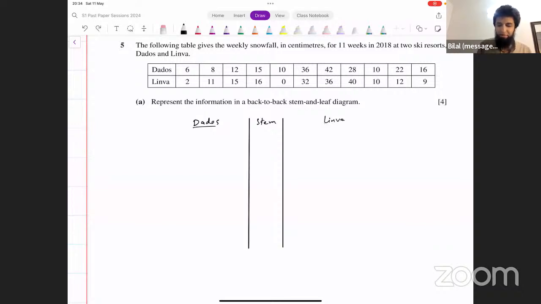Now, remember, leaf can only have a single digit. Okay, leaf can only have a single digit. Now, most of these numbers are two-digit numbers, right? So what are we going to have in the leaf? The leaf is going to start from 0. Why? Because we've got one-digit numbers as well. And then what's the maximum number that we have? In both of these data sets, 42. Do we see a larger number than that? No. So the minimum value of the data is 0, and the maximum value of the data is 42. This is the data that we need to represent.